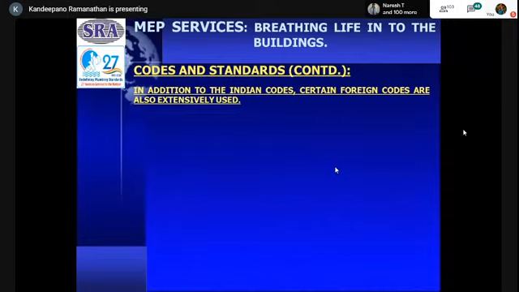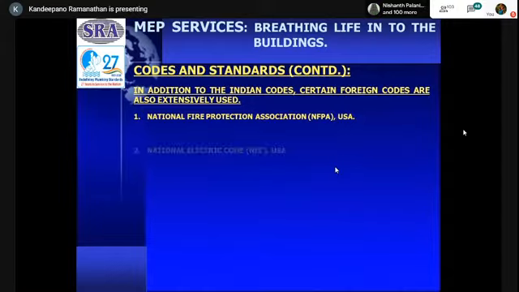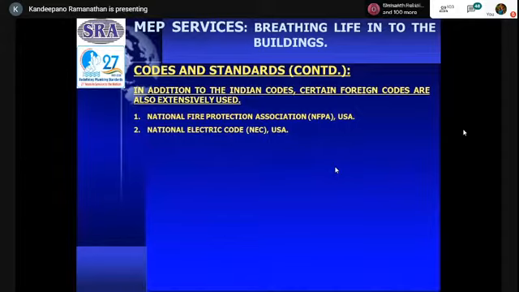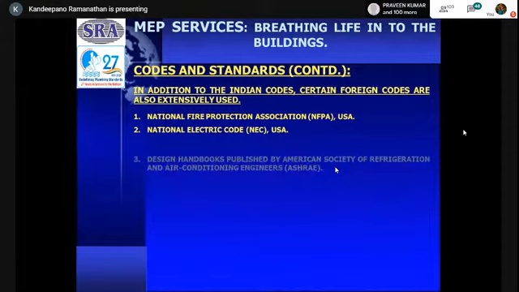In addition to whatever you have seen just now, they are Indian locally published codes. In addition to these codes, foreign codes are also referred to by us for designing, which I thought is fit to be told here. NFPA, National Fire Protection Association of USA. So this is utilized for certain fire protection system designs. National Electric Code of USA. This is equivalent to our National Electric Code, NEC of India.